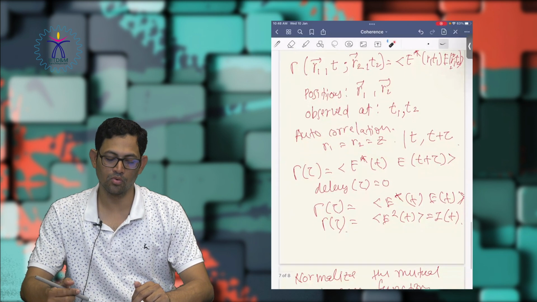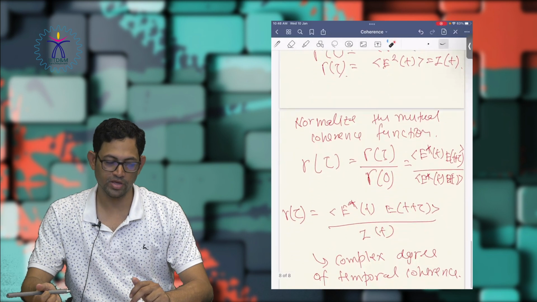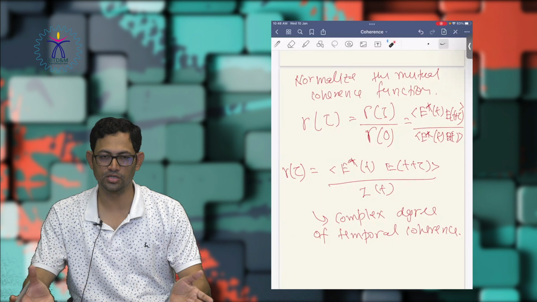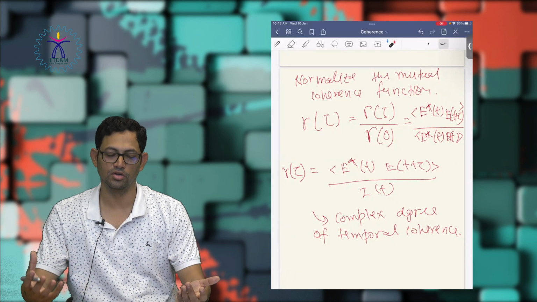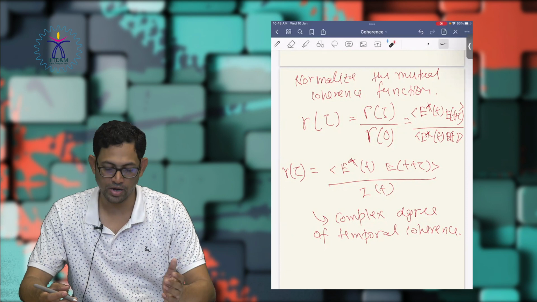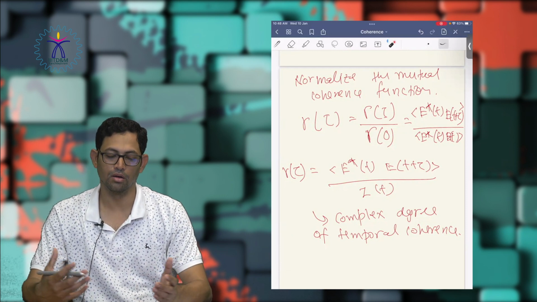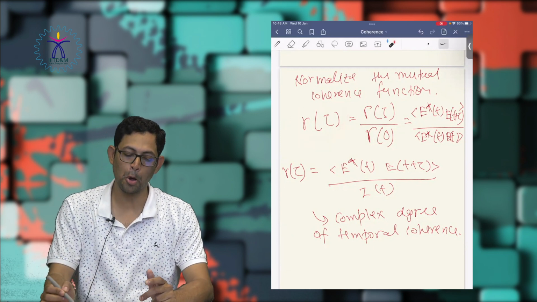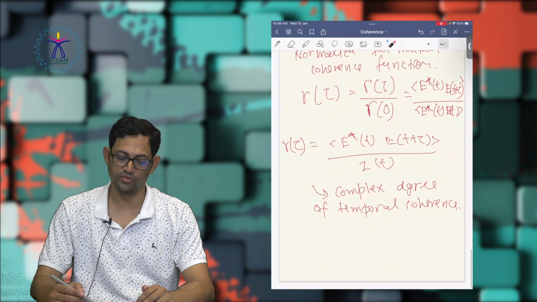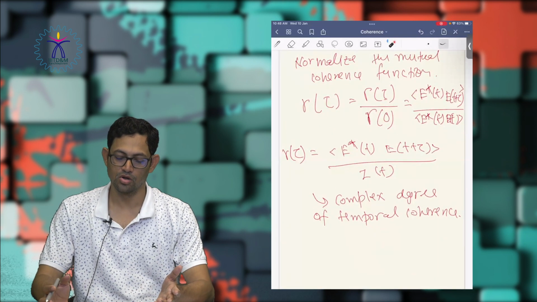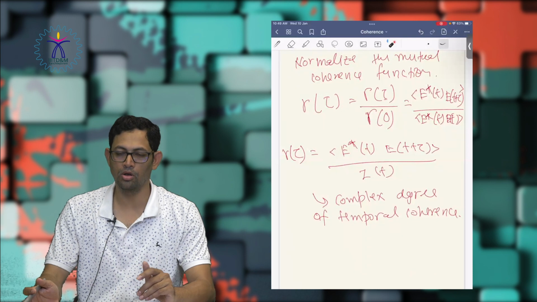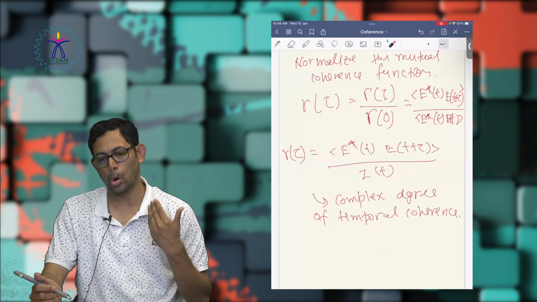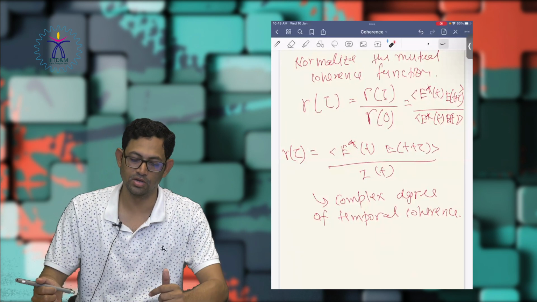And then we found the mutual coherence function, and from there we talked about how to normalize it, because usually we use only those functions which have a maximum value of 1, right. So we also need to normalize our functions. Then we defined small gamma of tau, which is known as the complex degree of temporal coherence. Now this small gamma of tau, as a function of the delay, will be used to define the coherence time, that is tau c, that we will talk about in the next session.